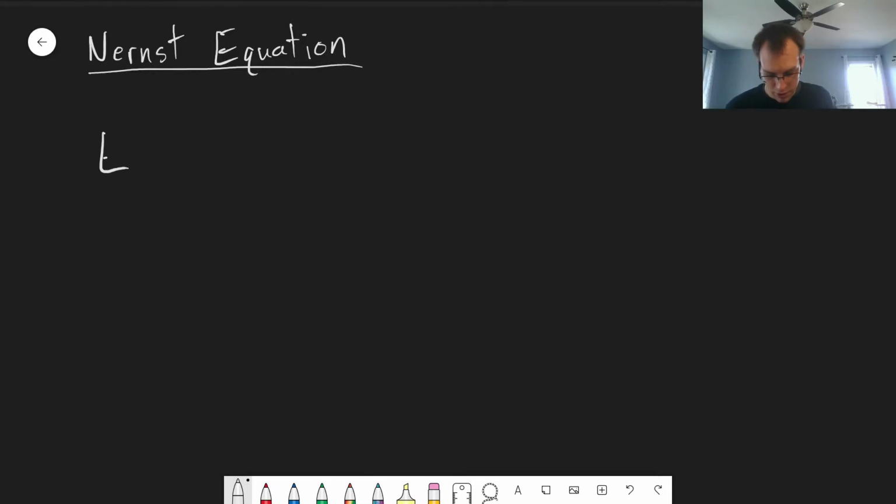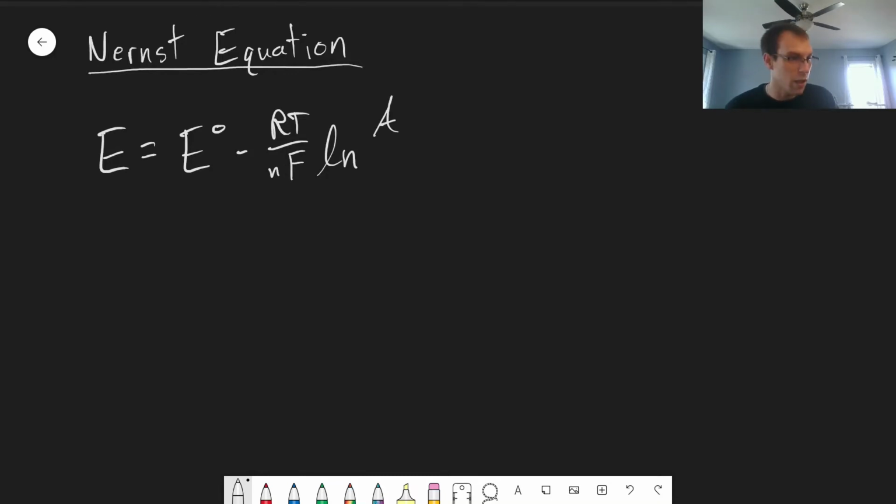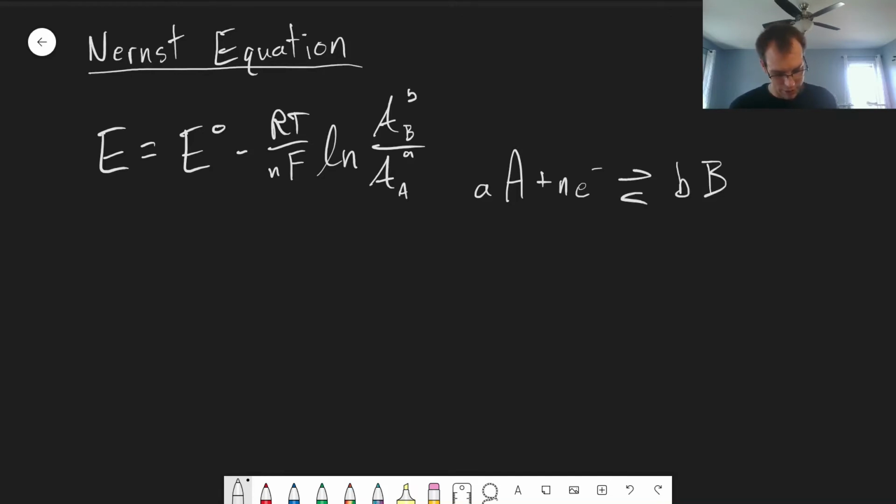So the Nernst equation is, we'll just write it out first and then we'll explain it. E equals E naught minus RT over NF natural log the activity of B raised to the B power divided by the activity of A raised to the A power. Let me specify that this is for some generic half reaction where we have A moles of A reacting with N electrons in equilibrium with B moles of B. Right, so this is just a generic reduction half reaction.